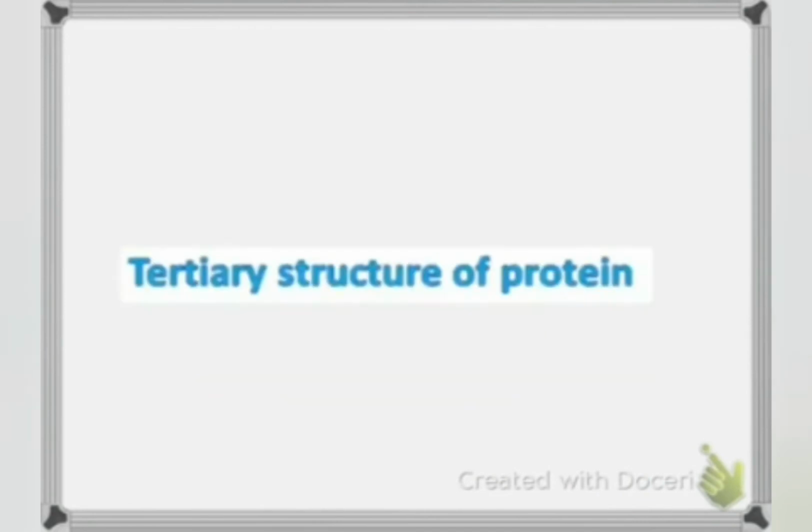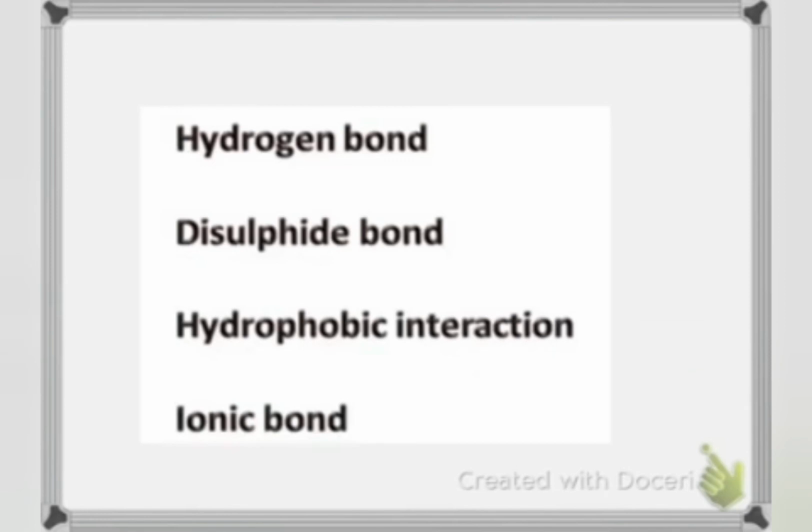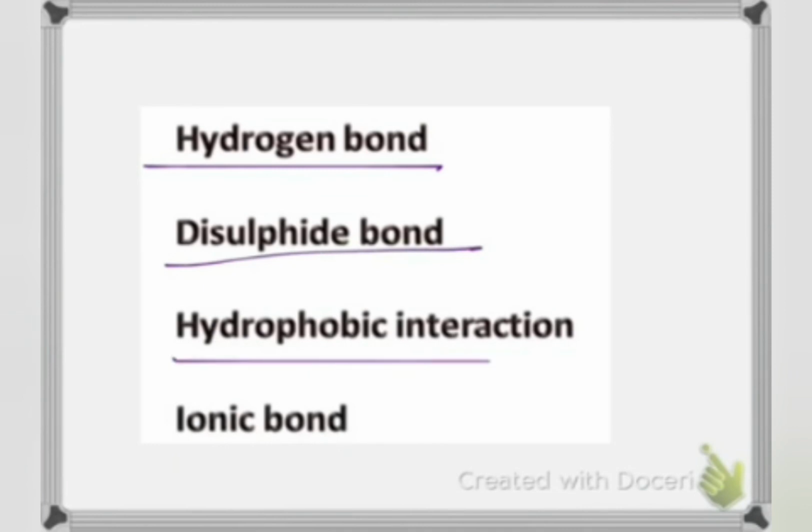Now coming to the tertiary structure of protein. The secondary structures are folded to form the tertiary structure of proteins, that is the 3D arrangement of polypeptides in space. The tertiary structure is also stabilized by the hydrogen bonds, disulfide bond, hydrophobic interaction and ionic bond.